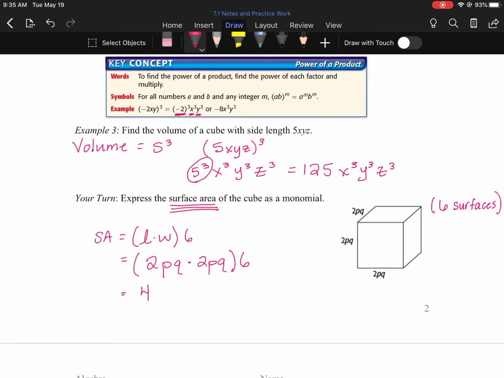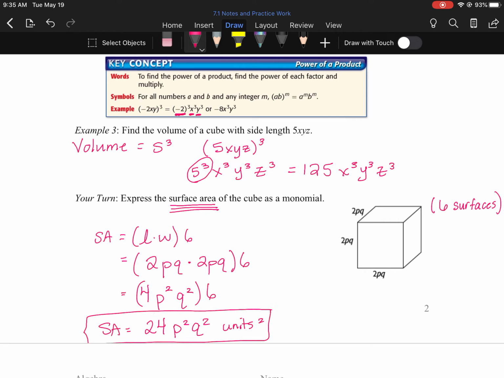So 2 times 2 is 4. P times p is p squared. Q times q is q squared. And then I have all of that times 6. So 4 times 6, so we get 24 p squared q squared. And that would be units squared, whatever those units may be.